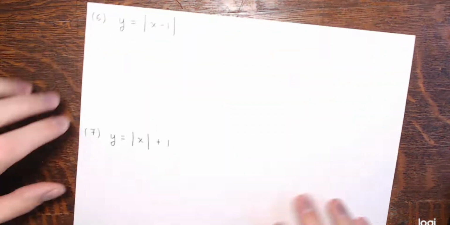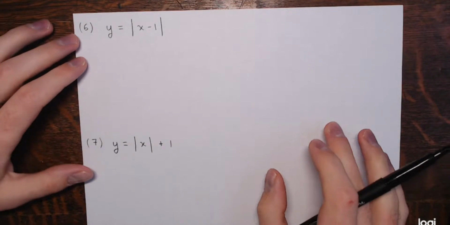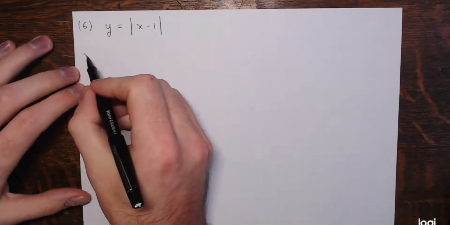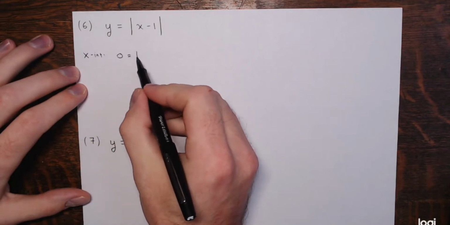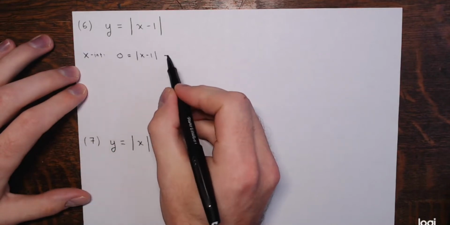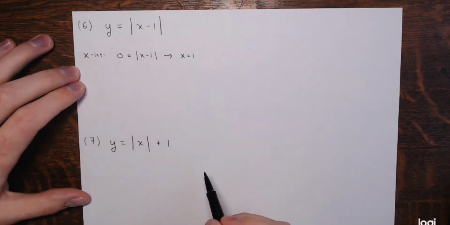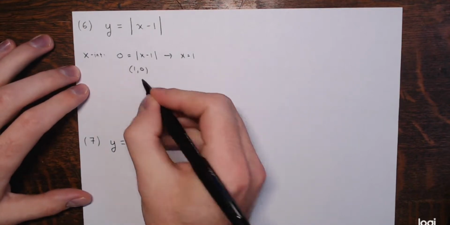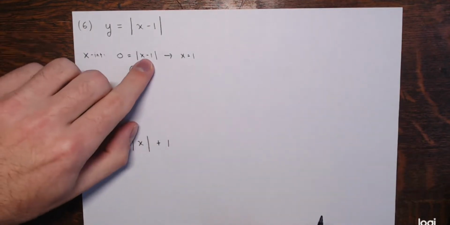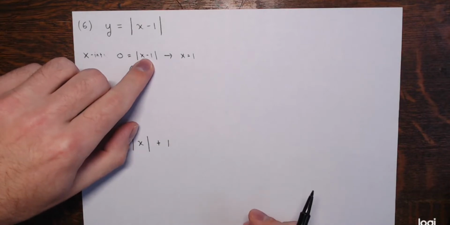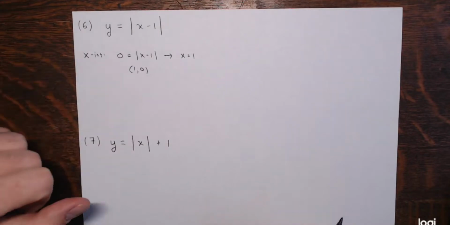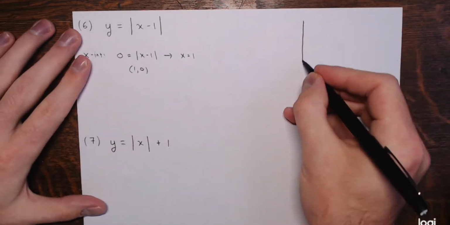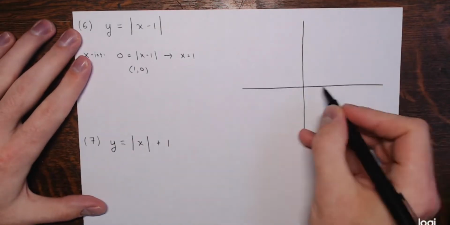All right, example 6. Again, the x-intercepts, let's do those. Right, replace y with 0. So we're solving this equation. And this only happens when x equals 1. So the only x-intercept is 1, 0. Right. The absolute value of 0 is 0. So when x minus 1 is 0, that'll be true. So only when x equals 1. So there's a 1, 0.